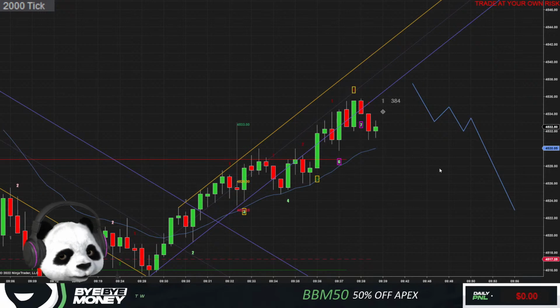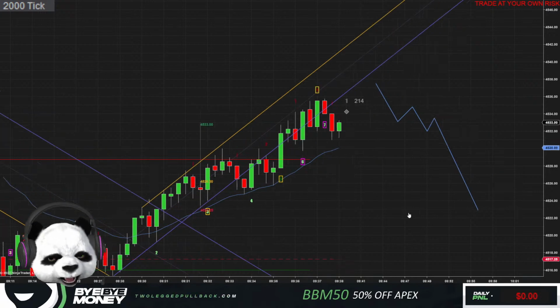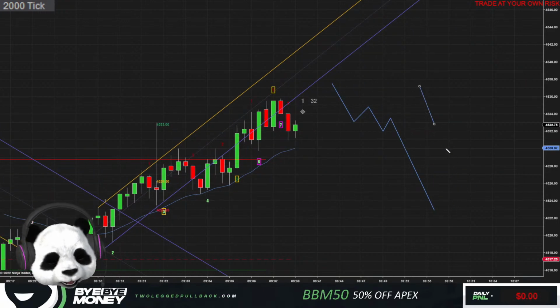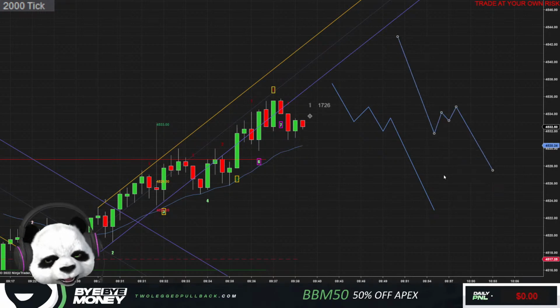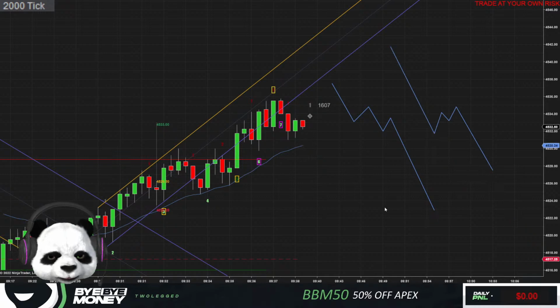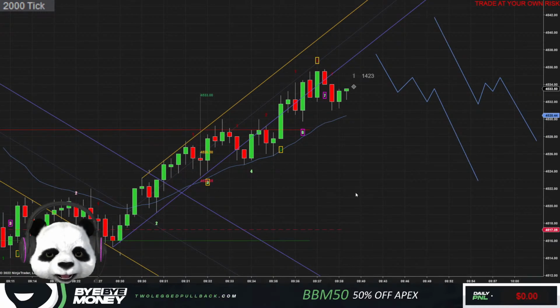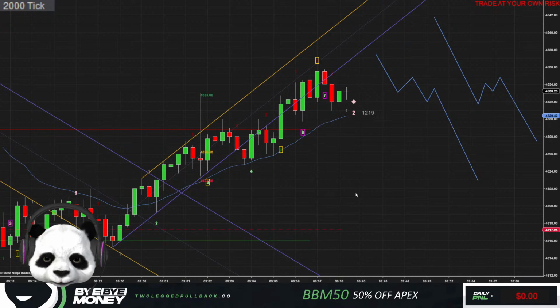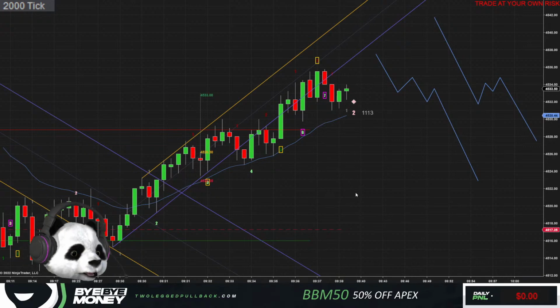It's the only setup I'm looking for, unless we have a strong break of the 20 MA, and then we get a two-legged pullback like this. So we got Exhibit A, Exhibit B. These are my two setups I'm looking for, especially when we had such a strong downtrend before, and I'm looking for that trend to continue.